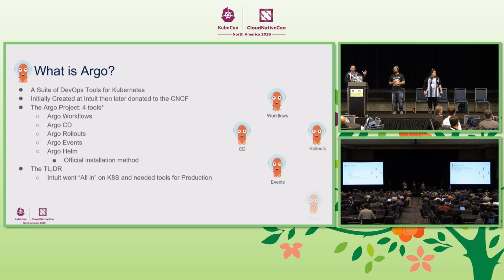So the 4 tools, we call them the big 4, are Argo Workflows, Argo CD, Argo Rollouts, Argo Events, and I said 4, but there's a secret 5th one that we call Argo Helm. We don't really call it one of the big 4, but it is an official project, because that is the official way to install Argo: using any one of these tools is to use the Helm chart.